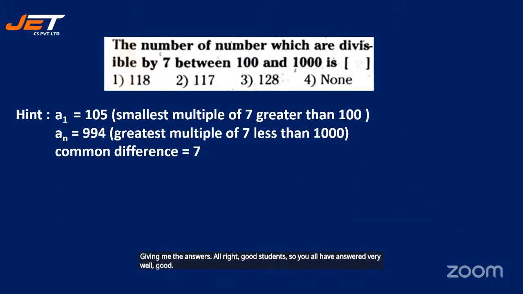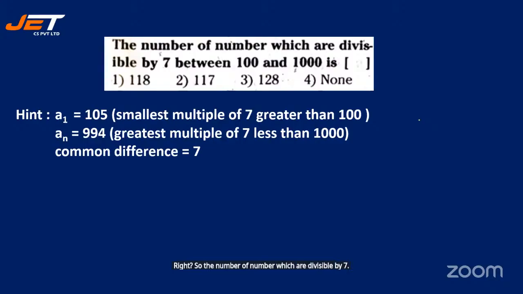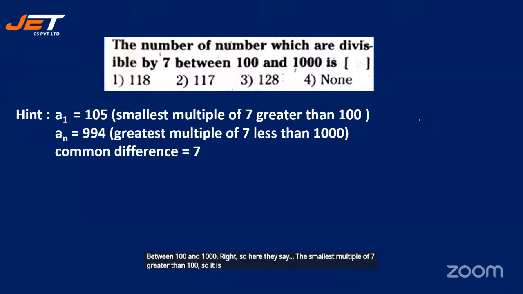Good. Now with this, we are moving on to our next question, right? So the number of numbers which are divisible by 7 between 100 and 1000 is dash, right? So see the question carefully. The number of numbers which are divisible by 7 between 100 and 1000, right? So here they say the smallest multiple of 7 greater than 100. So it is 105, right? Yes.